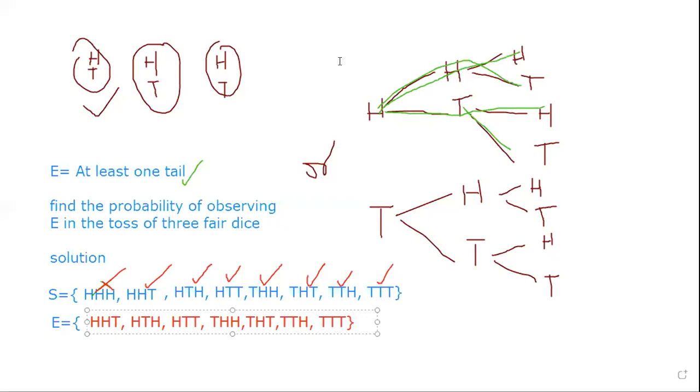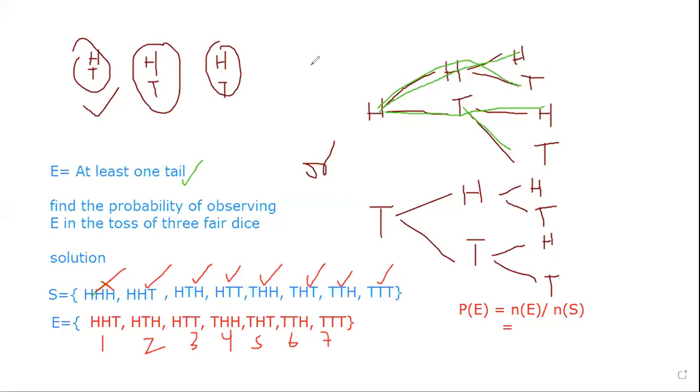Now the duty is for us to employ the formula for probability. So we know that the probability of an event E is equal to the number of outcomes in the event, or the number of members in the event, over the number of outcomes in our sample space. So how many outcomes do we have in the event? Let's count them: 1, 2, 3, 4, 5, 6, and 7. Whilst in the sample space, we have 1, 2, 3, 4, 5, 6, 7, 8.